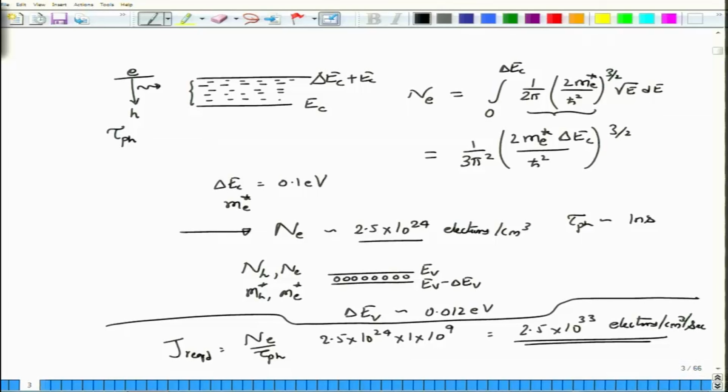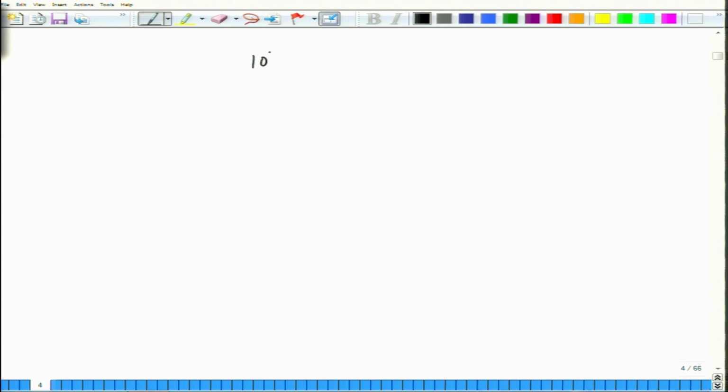per second. This value is usually quite large, so you do not really require order of magnitude 10 to the power 24 electrons per centimeter cube. You require somewhere around 10 to the power 18. So let us say 2.5 into 10 to the power 18 electrons per centimeter cube is what you normally require, and of course the corresponding value of the holes as well.